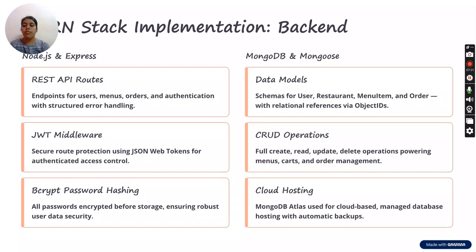Next, in the database, MongoDB is used. Data is stored in collections like users, orders and restaurants. Mongoose is used for schema designing, and then the CRUD operations will be performed. Then MongoDB Atlas is used for cloud hosting, making it scalable as well as reliable.